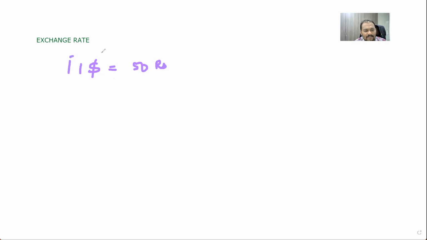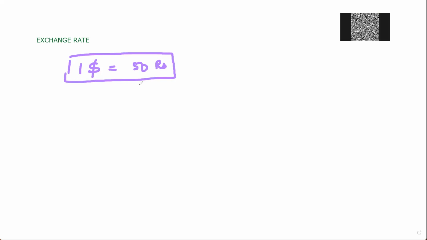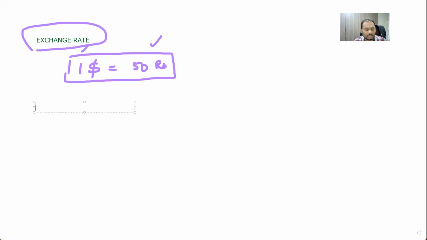Let's go with the example that I've written on the screen right now. $1 is going to how many Indian rupees? 50. Okay, so the rate at which one currency is exchanged with another currency is called what, my dear students? Exchange rate. Are you all clear with this logic? Yes, sir. Okay, now I'm going to teach you what is depreciation.